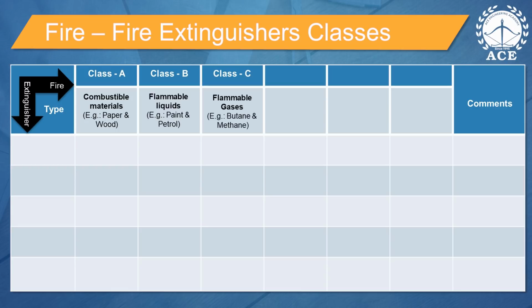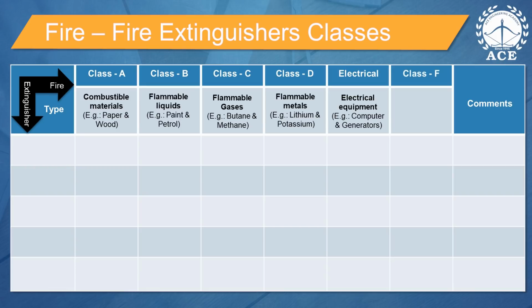Class C is the fire that is ignited from flammable gases, something like LPG, CNG, methane, butane, etc. Class D is a fire that has ignited from flammable metals like sodium, potassium, lithium, etc. Class E, or electrical equipment fire, is the fire that ignited because of a short circuit of some electrical equipment. Class F is the fire that originated from various cooking oils or similar types.